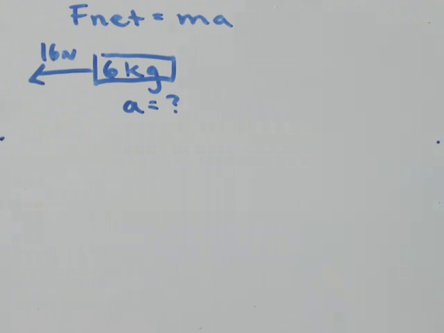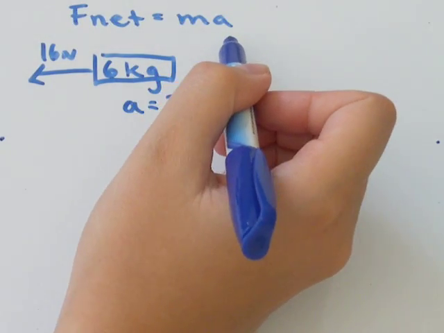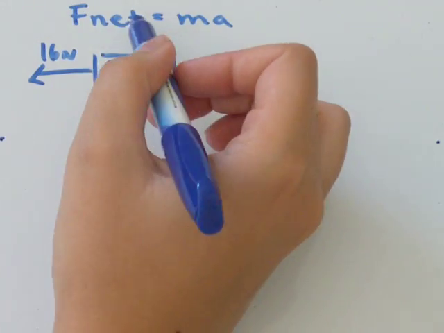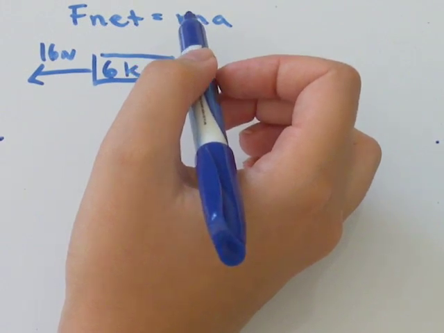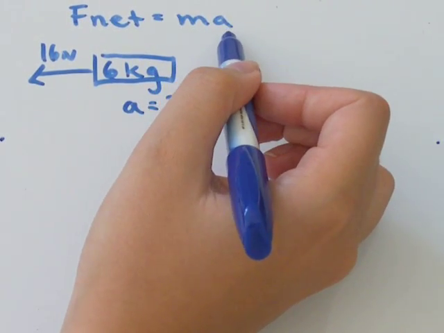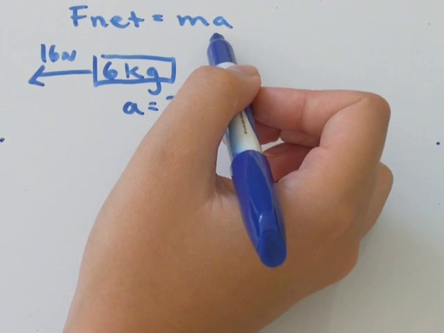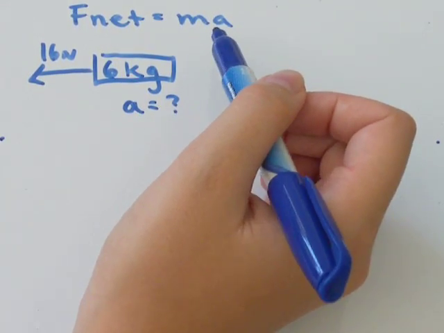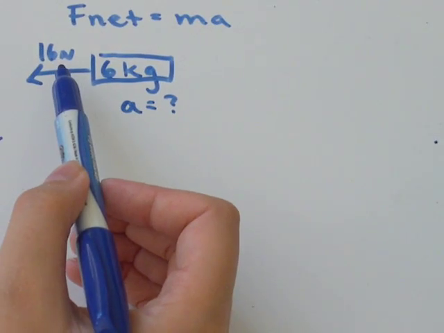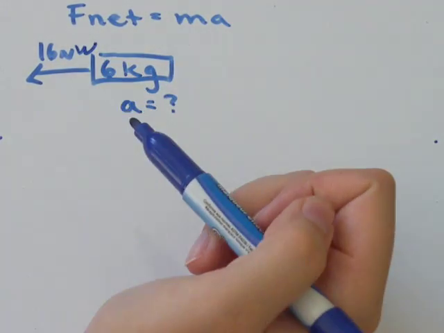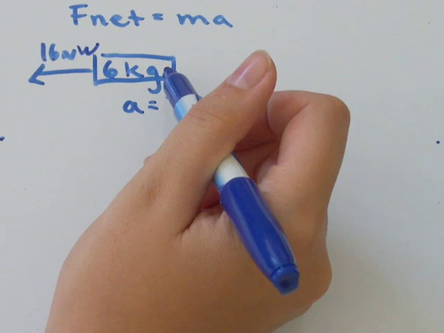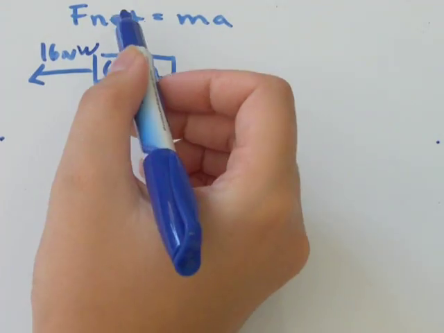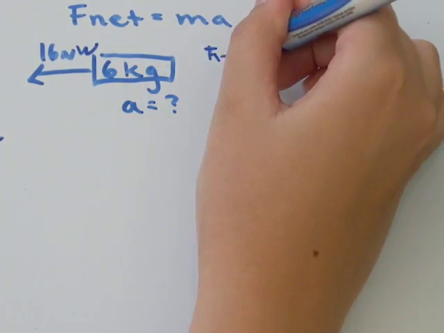Hey guys, so in this video we are talking about some dynamics, specifically Newton's second law of motion, more commonly known as F net equals ma. So the sum of all the forces acting upon an object is equal to its mass times the acceleration. So we've got a question where a net force of 16 newtons west acts on a 6 kilogram object. What is the acceleration? We know F net equals ma.